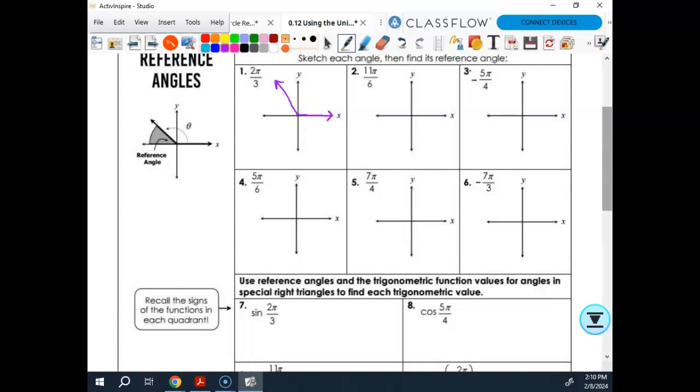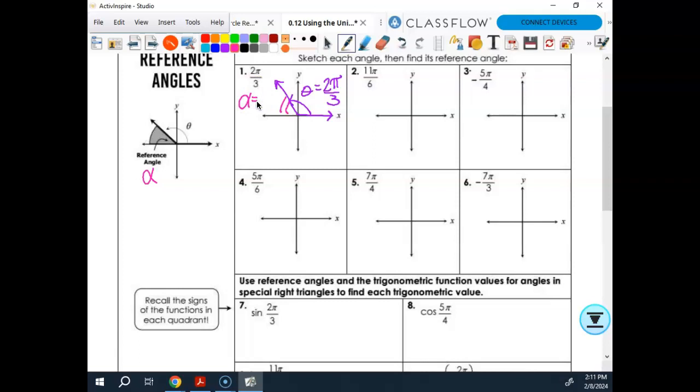Just so I can get it accurate. So this is theta, which is 2 pi thirds. And then we're going to graph our reference angle. What Greek letter did we use for our reference angle? It's alpha. Okay. It means you're paying attention. So what's the reference angle here?